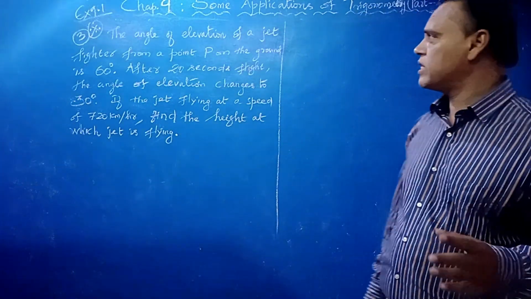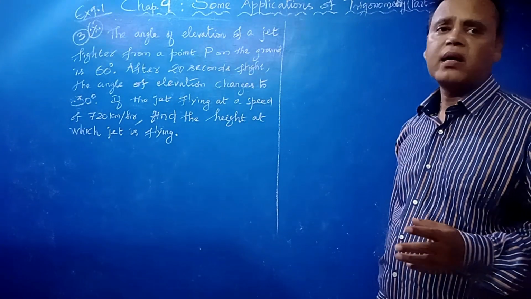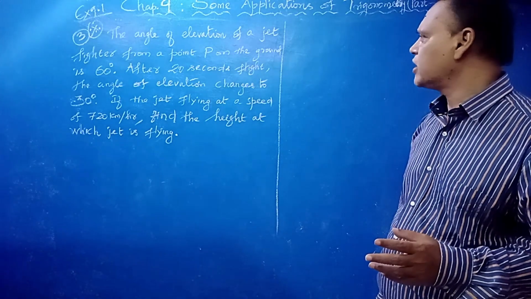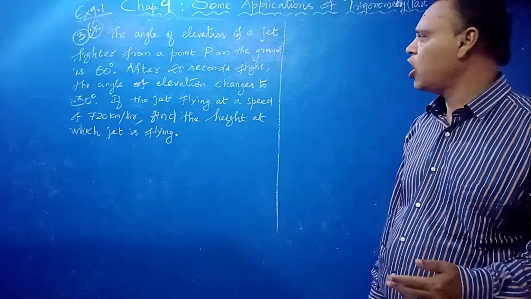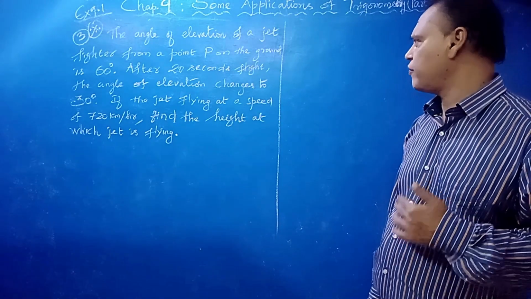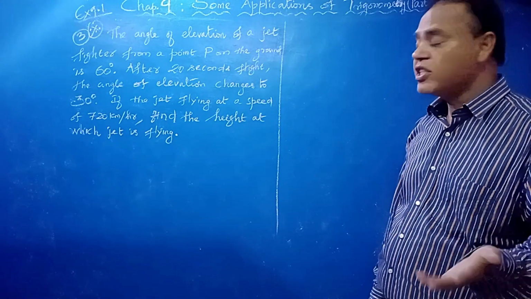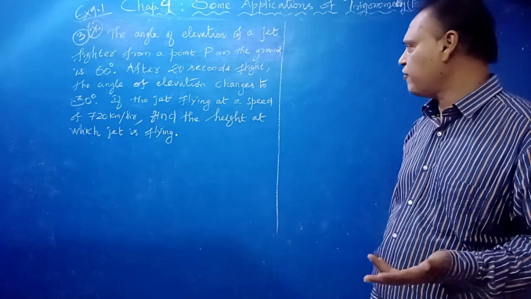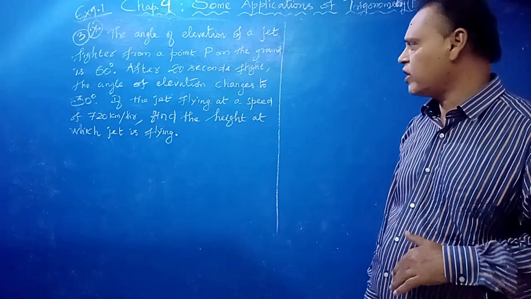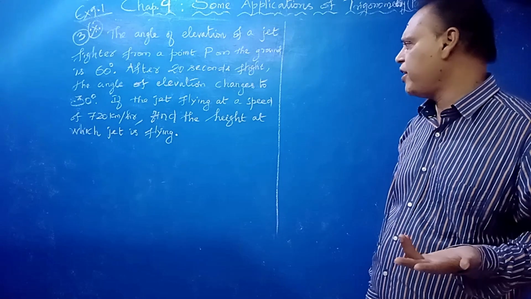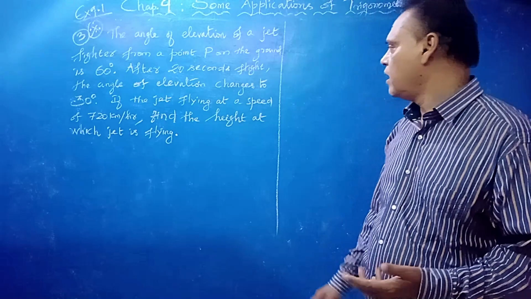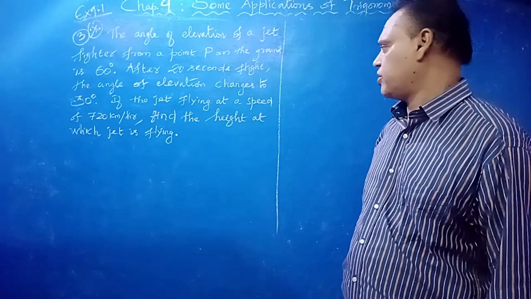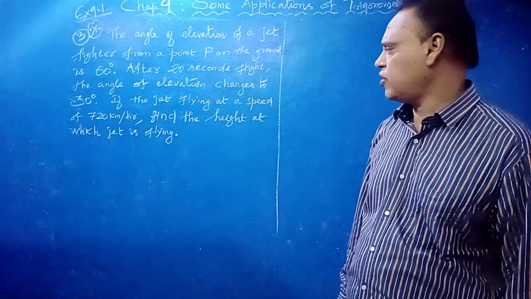Now we will see the third problem. Read the problem. The angle of elevation of a jet fighter from a point P on the ground is 60 degree. After 20 seconds of flight, the angle of elevation changes to 30 degree. If the jet is flying at a speed of 720 km per hour, find the height at which the jet is flying. You have to find the height of the jet.